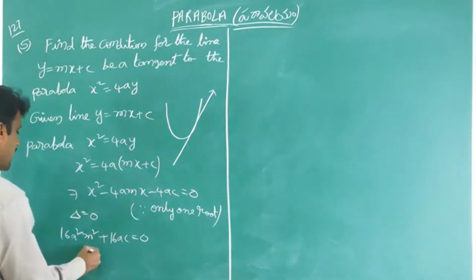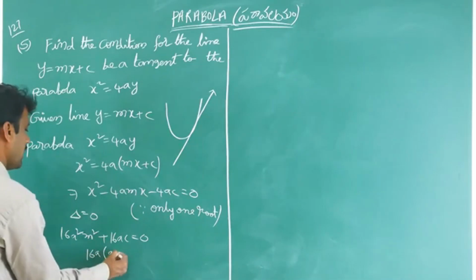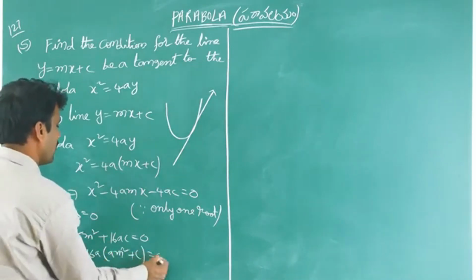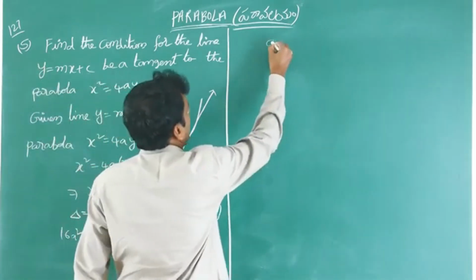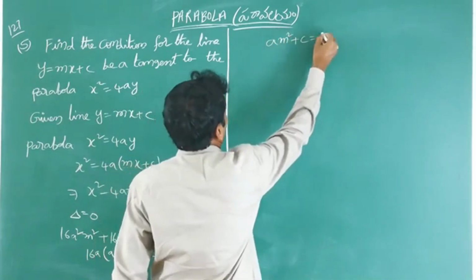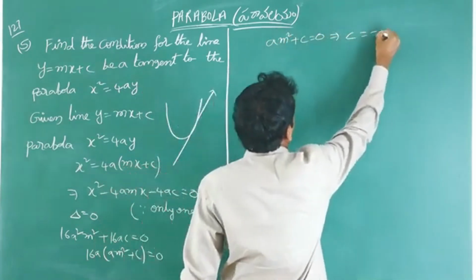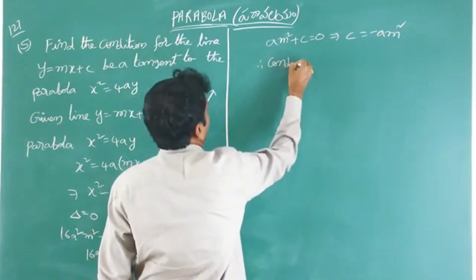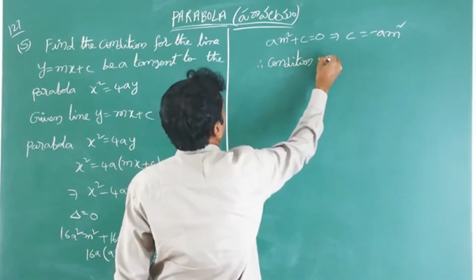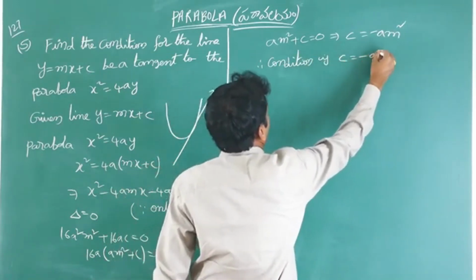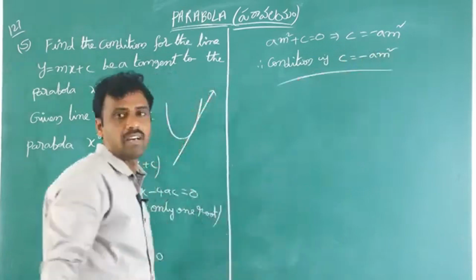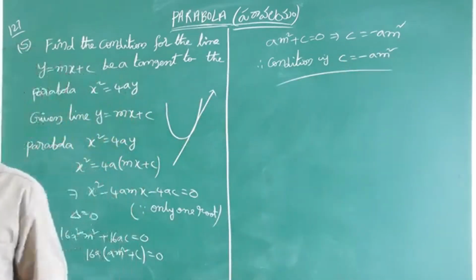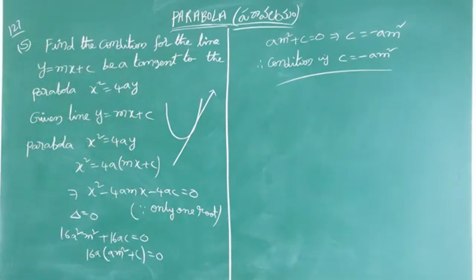Taking 16a common, am square plus c equals 0. That implies c equals minus am square. Therefore, the condition is c equals minus am square. That is the condition for the tangent y equals mx plus c to the parabola x square equals 4ay.